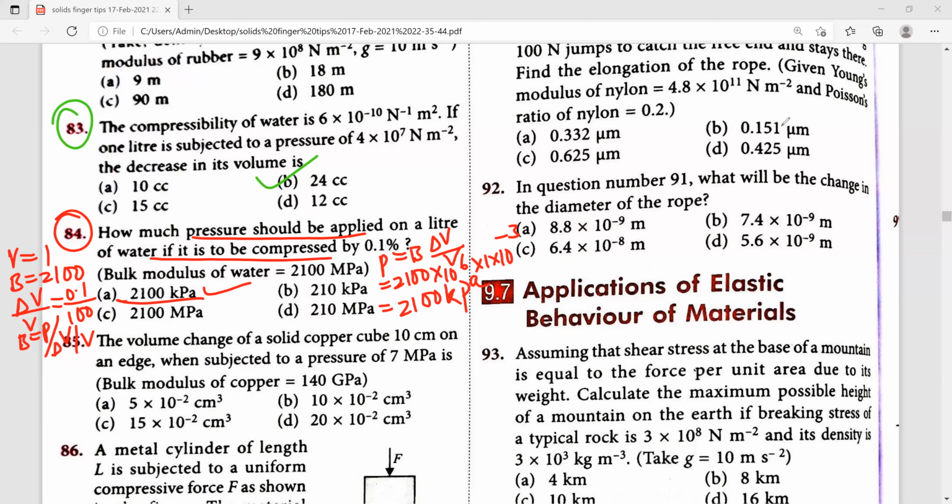Next, question 85. The volume change of a solid copper cube, 10 centimeter on an edge, when subjected to a pressure of 7 megapascal is asked. The bulk modulus of copper is given. How do we do this?